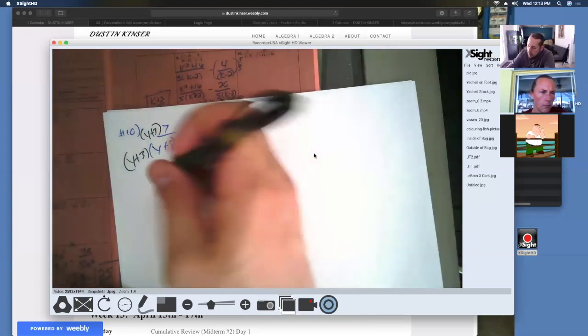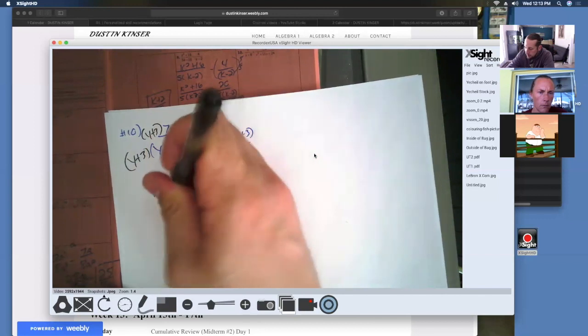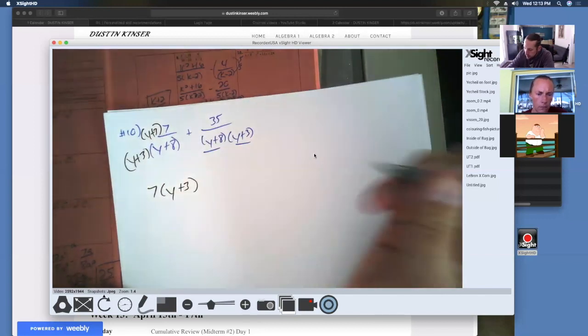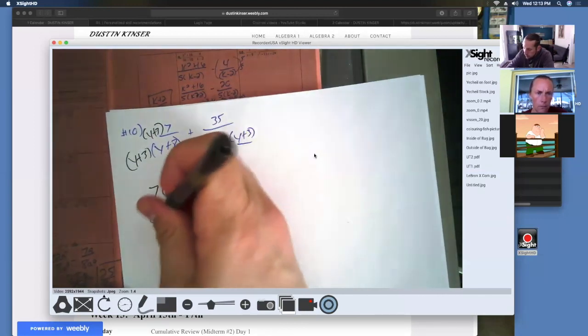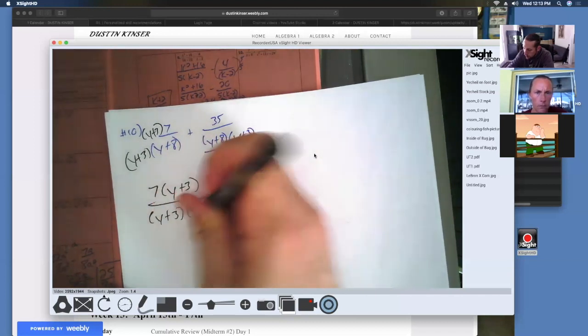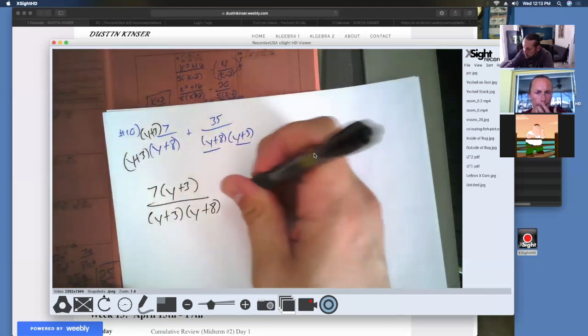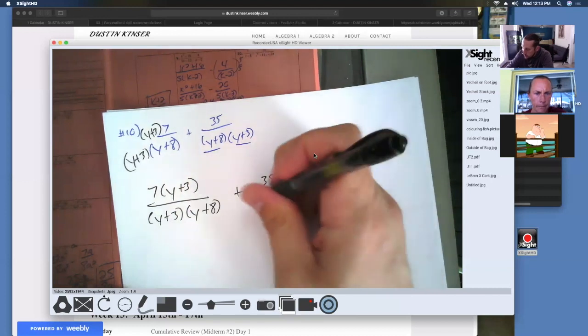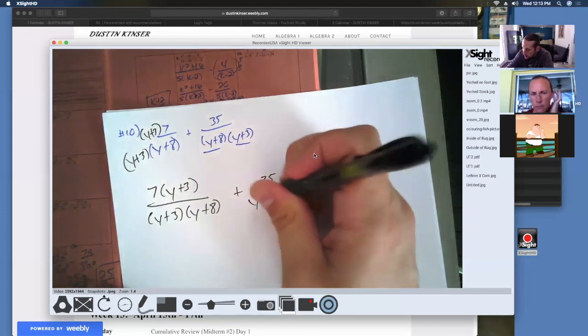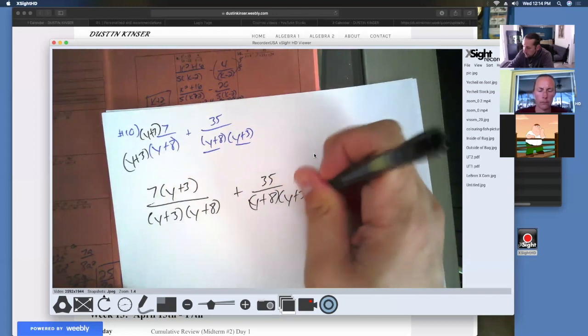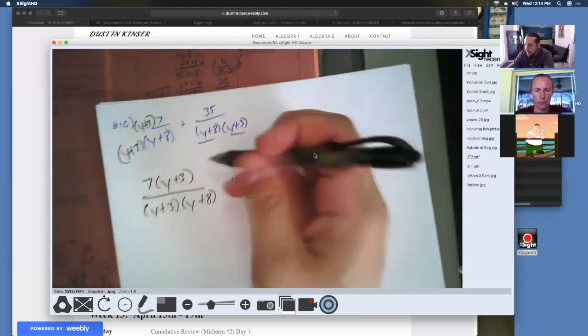Now up top here, I'm not gonna factor it yet since I got room. I'm gonna kind of show all the steps here. y plus 3, y plus 8. Over here I have 35 over y plus 8, y plus 3. Okay, so I have common denominators. Now I can combine the tops.